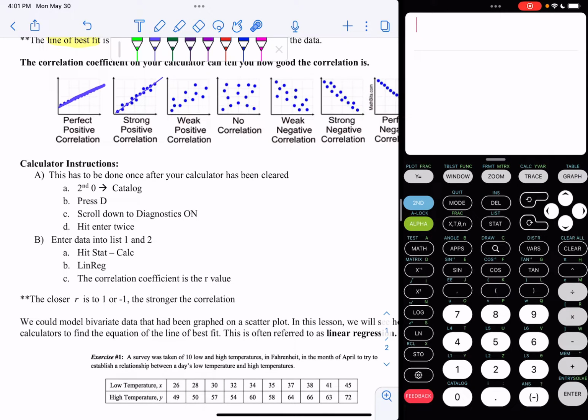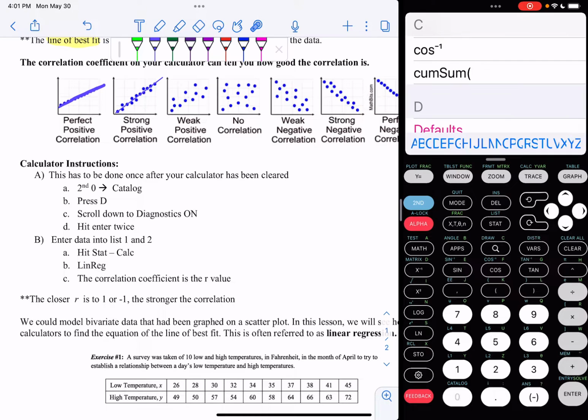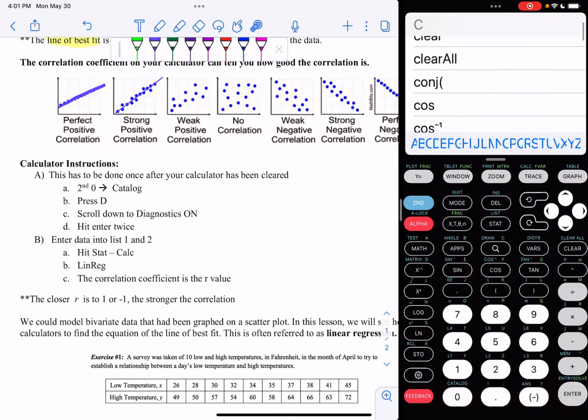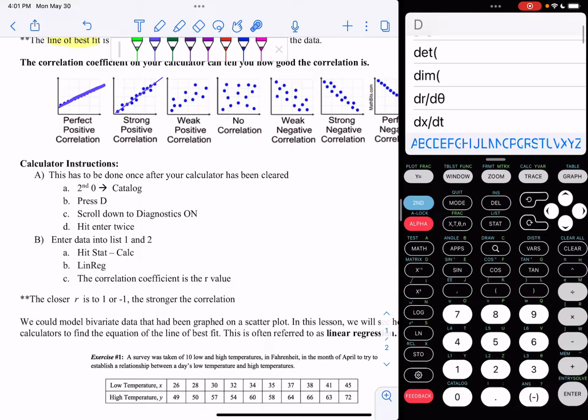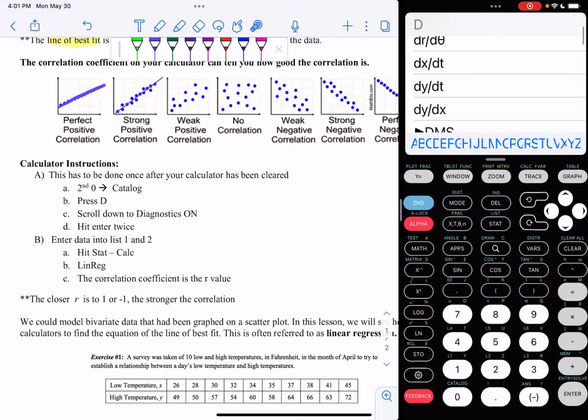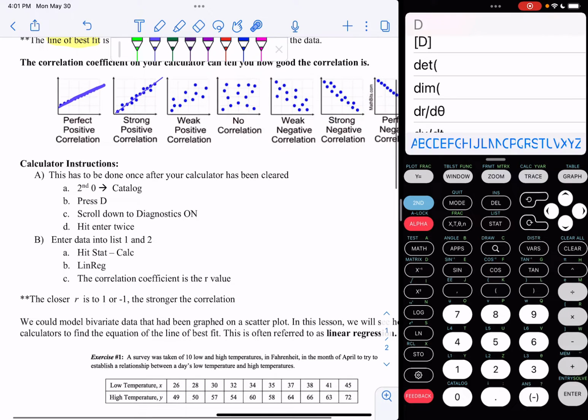So what you do is you would hit second, then 0, so like second 0, and it brings you to this catalog of a bunch of things. And it's just a bunch of things your calculator can do for you. You then press the letter D, and eventually you would see diagnostics on here, but since I'm using my TI-84, you can't see the diagnostics. And then once you get to your diagnostics, you hit enter, and then boom, you're there. Then it's very straightforward from there. It's literally just typing in information and then doing these commands.